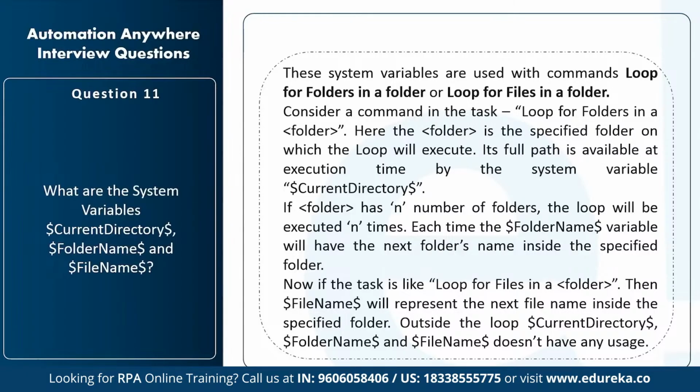So outside the loop, the current directory, the folder name and the file name actually do not have much usage. But yes, inside these loops, they do have a good amount of usage when you're designing a large complicated task. So guys, this was about the system variables current directory, folder name and file name.